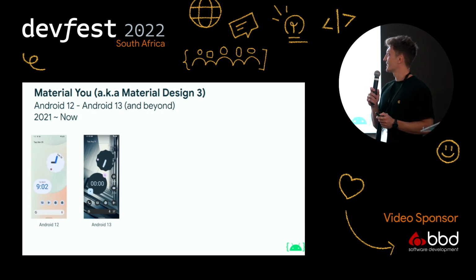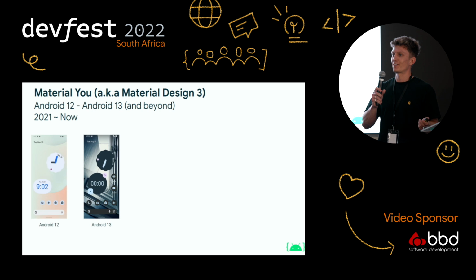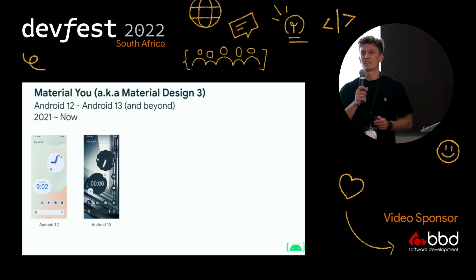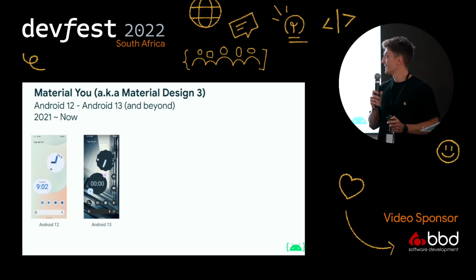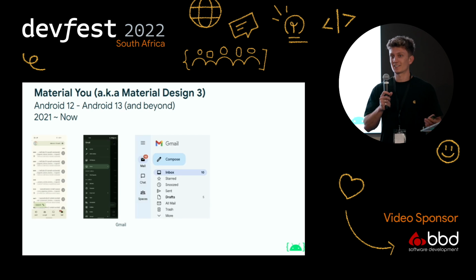It's effectively trying to put a fresh coat of paint on Android once again. And this time they went quite wild: interesting shapes, colors that come from the wallpaper, a lot of personalization themes, a lot more rounded corners. Yeah. So Gmail nowadays looks kind of like this.